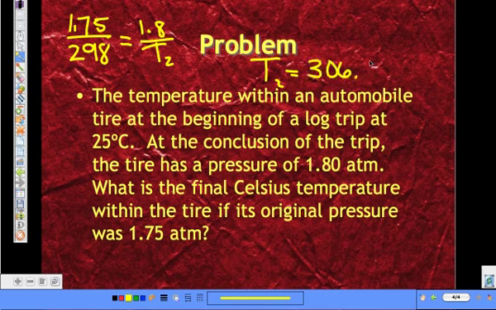306.5. What's our units? Kelvin. So does that answer the question? You can cross multiply and divide. So 298 times 1.8 divided by 1.75.